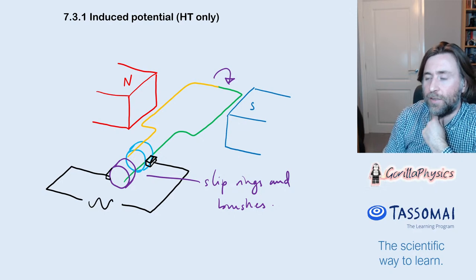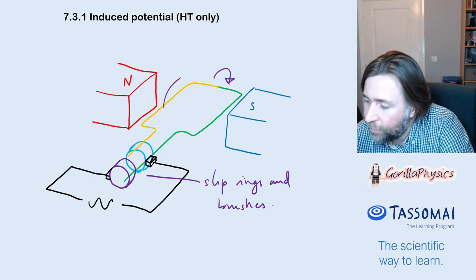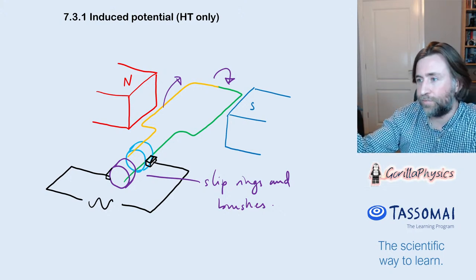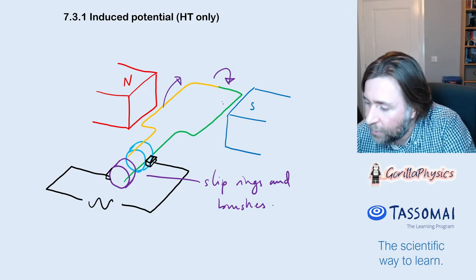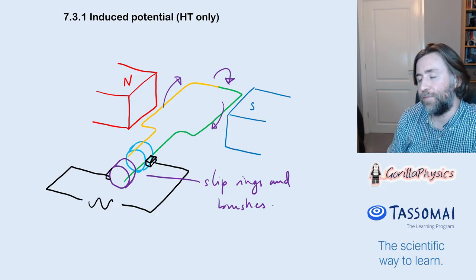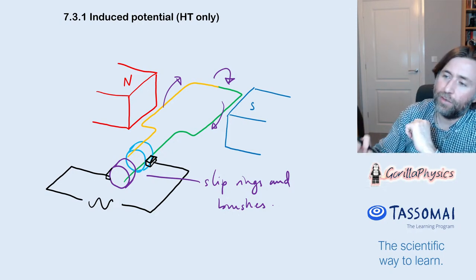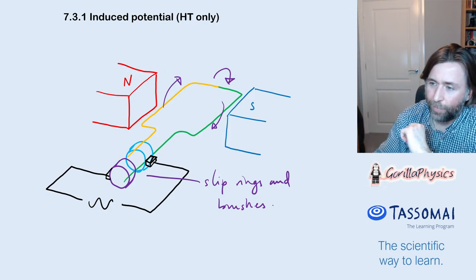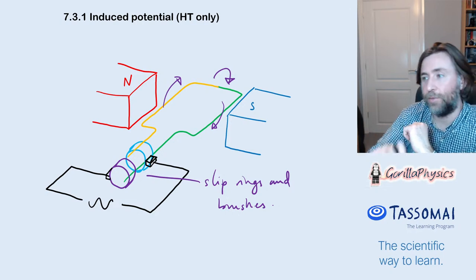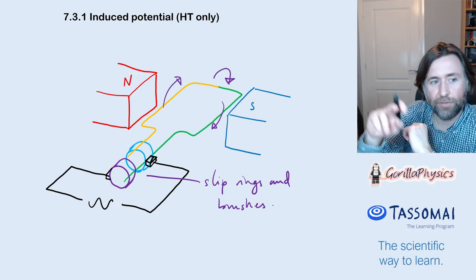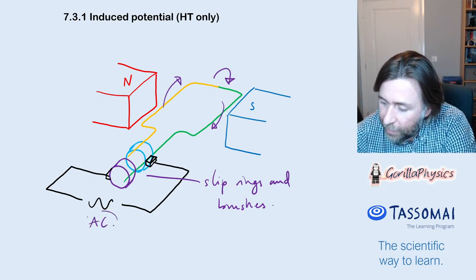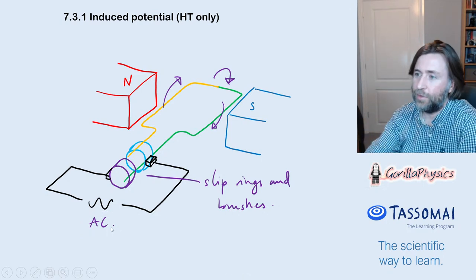And what that means is that as the yellow side goes up through the field, it's going to generate positive, let's say, potential difference. As the yellow side comes down through the other side, it's going to generate negative. Okay, it's going to have a negative induction. So what you're going to end up with is always the yellow side connected to the blue slip ring, and so that blue slip ring is going to go positive, negative, positive, negative, positive, negative. So what you're going to generate is not DC, but is AC, alternating current or alternating potential difference.